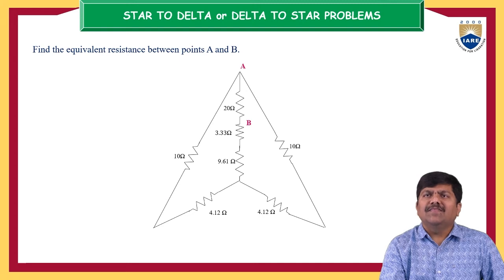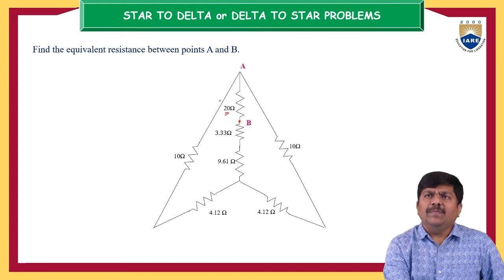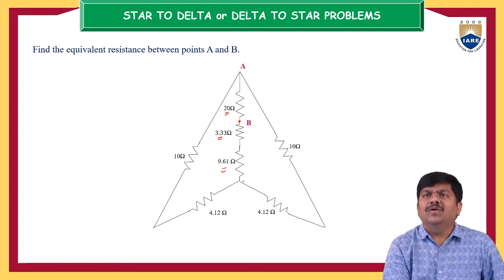So this is the equivalent circuit here. Again, if you observe, the portion between point A and point B is nothing but that 20 ohm. Don't touch this 20 ohm; by keeping it as it is, let us reduce the complexity of the remaining portion of the electrical network. Here, 3.33 and 9.61 are series connected, and the two 4.12 resistances are parallel connected with respect to this 3.33 and 9.61.